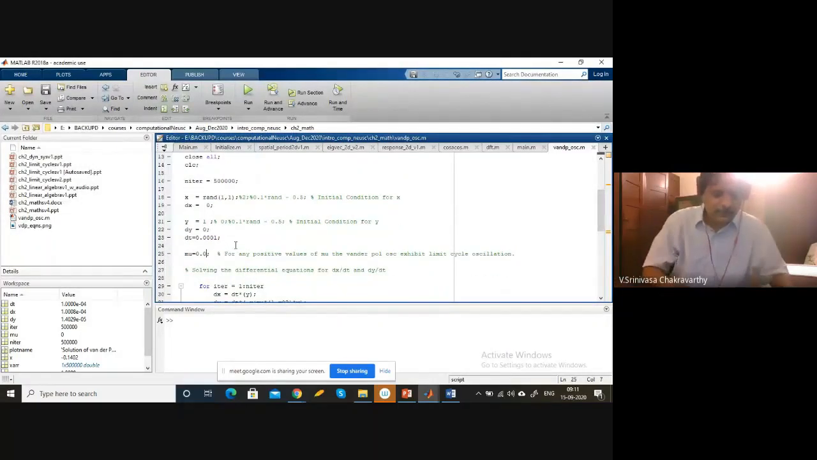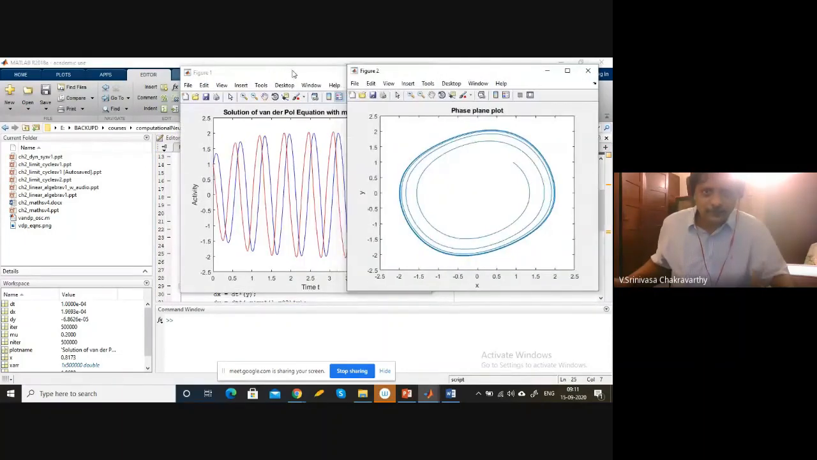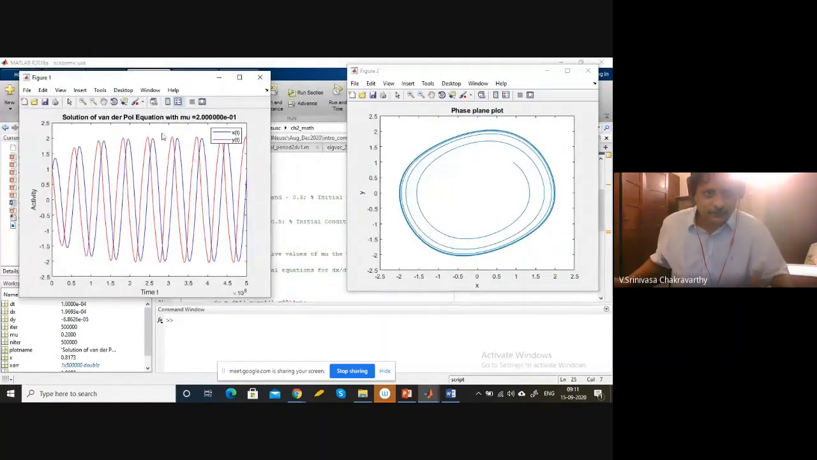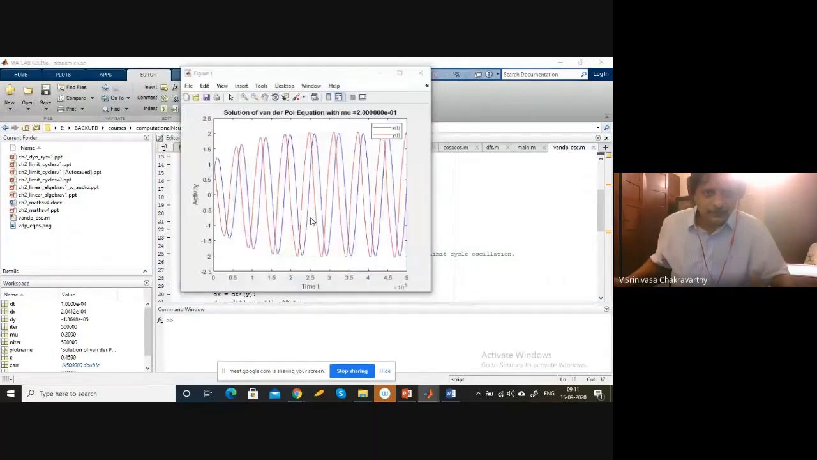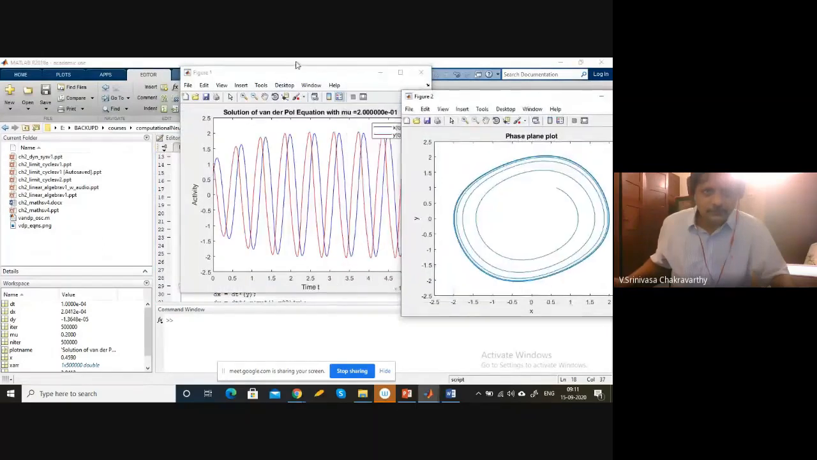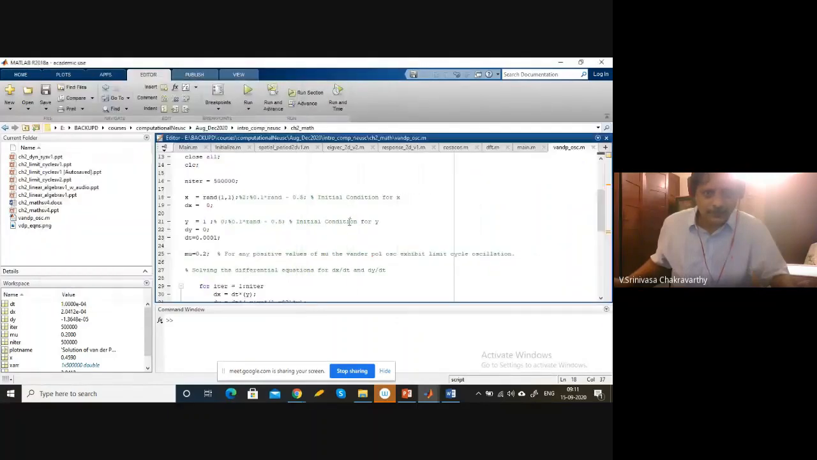Now you take a slightly positive mu. No matter where you start from, you always go to that particular amplitude. Here it's about 2. If you run it repeatedly, you always go to the same amplitude. That's the hallmark of a limit cycle oscillator. Then let us try bigger and bigger values of mu.